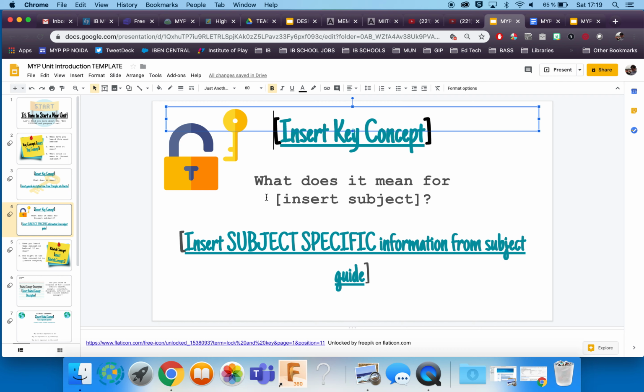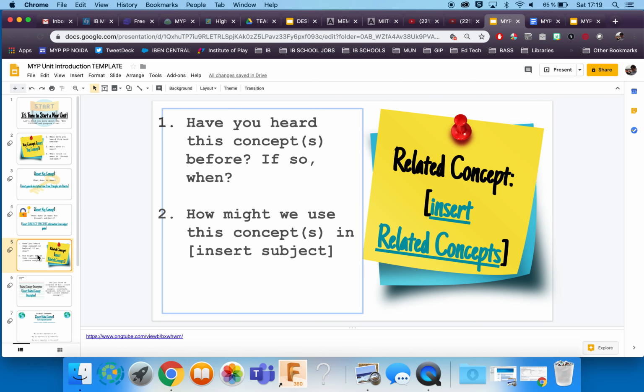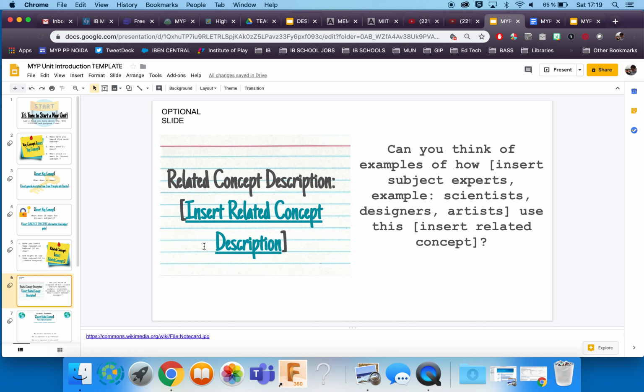So after they've unpacked that and looked at the subject-specific definition, we move on to the related concept. If you have more than one concept in your unit, you could put them on the same post-it note, or you could do multiple slides. So have you heard this concept before? If so, when? How might we use this concept in design or as a designer? Then I have the description.